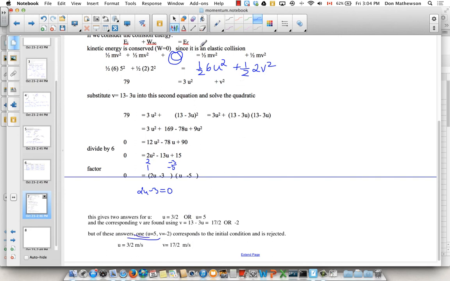So basically, there's no such thing as a truly elastic collision. All collisions are inelastic to some extent. But if it does happen to be one of these imaginary elastic collisions, that gives us another equation that we can use.